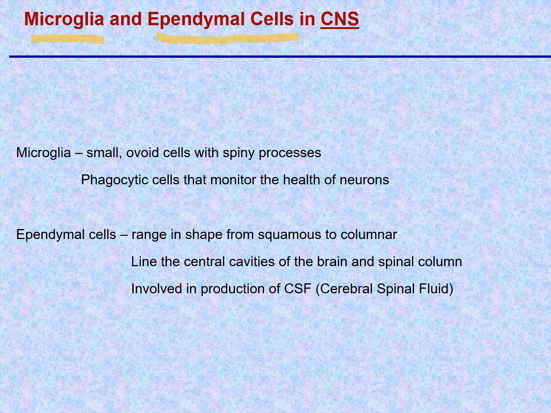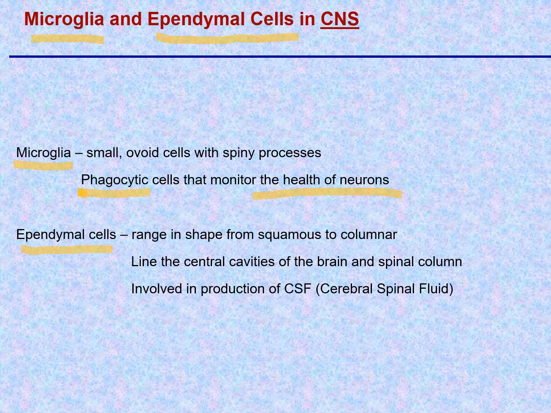Microglia are small cells with many processes. They are phagocytic cells. You would hopefully remember that there are phagocytic cells in the bloodstream called monocytes. When they go into the tissues, they're macrophages. These microglia are macrophage type cells found in the central nervous system. Macrophages, of course, are phagocytic cells. They're able to engulf and take in particles like bacteria or dead tissue, and they're involved in cleaning things up. They'll help to monitor and maintain the health of neurons.